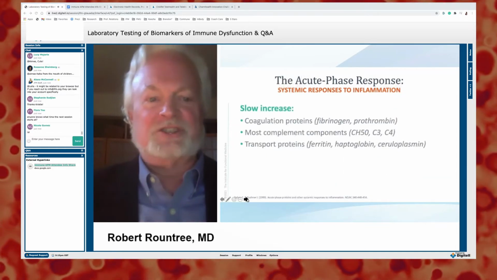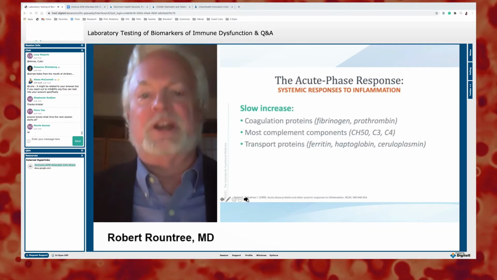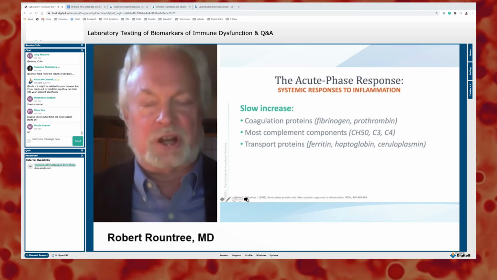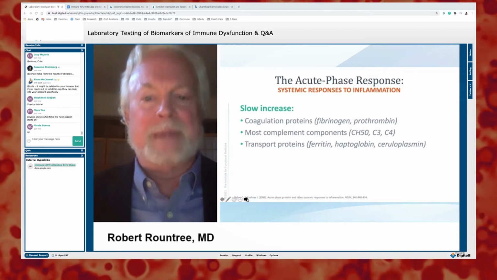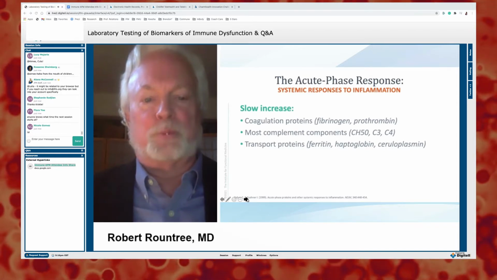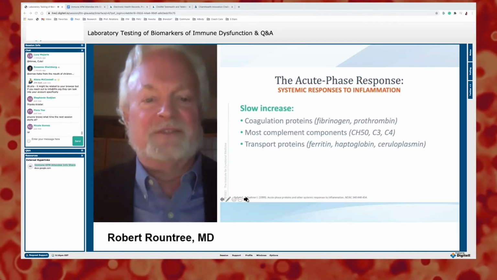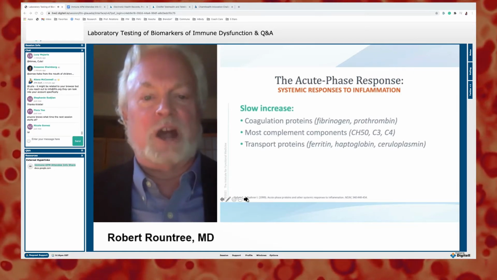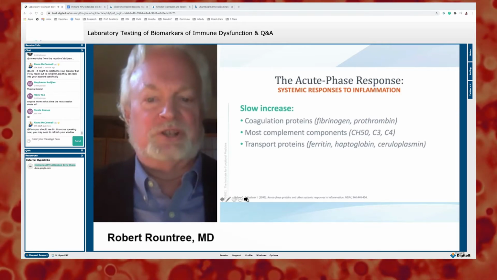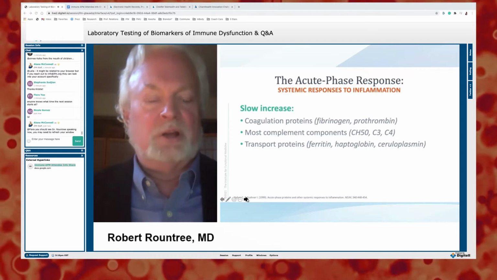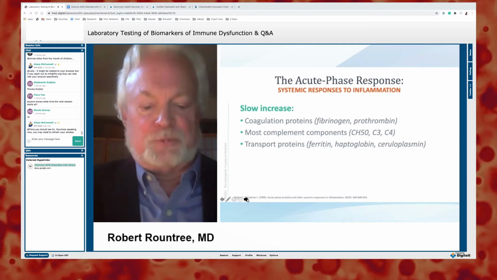So you get a rapid increase in CRP, and then you get a slow increase over weeks of fibrinogen, prothrombin, which are obviously going to contribute to clotting. Complement is going to go up. The liver is going to be making more complement. Transport proteins like ferritin and ceruloplasmin are going to go up. So again, this can fool you if you're checking for iron deficiency or copper deficiency. You might say, well, that ferritin level is up, ceruloplasmin level is up. Well, it looks like there's plenty of iron or copper around, but maybe not if it's part of the acute phase response.